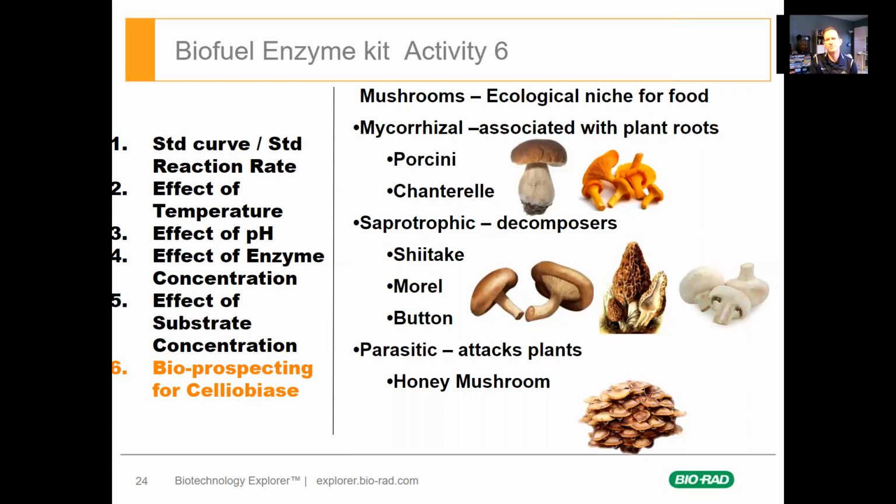Some mushrooms are the ones that are biologically rich for food. You can go buy them at the grocery store. Some attack plants, some do decomposition, and some are associated with plant roots. I would avoid porcini or chanterelle mushrooms; those are mycorrhizal and basically help the plants. They don't really digest cellulose that well. Shiitake, morels, and honey mushrooms are definitely quite parasitic for plants, and they will degrade cell walls.